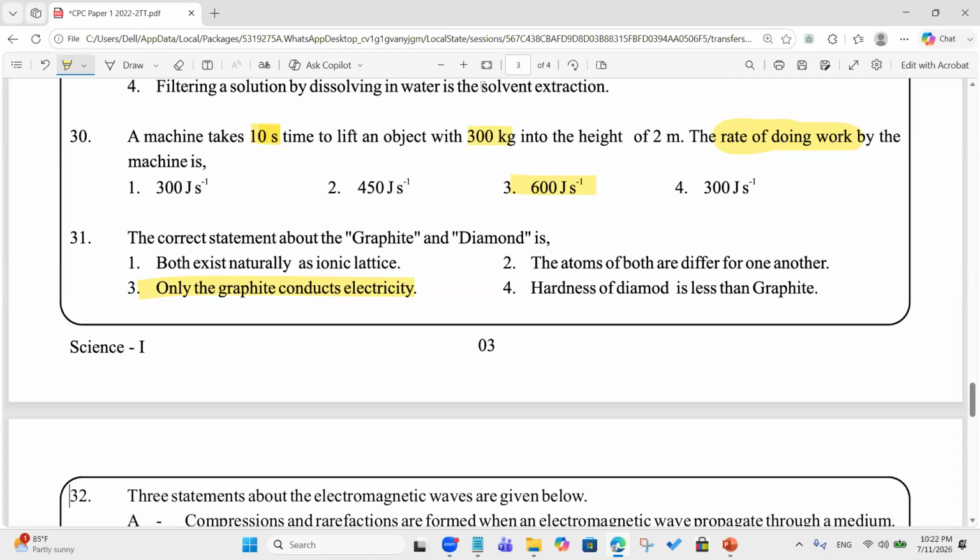Number two, the atoms of both differ from one another. Is that okay? No, that's false. Graphite and diamond are both made of carbon atoms. The hardness of diamond is less than graphite. No, that's also wrong. Now 32.